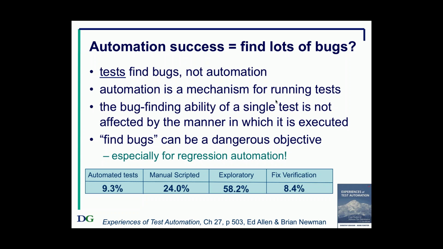That's less than 10%. So if your goal is to find lots of bugs, looking at something like this, you would tend to think, well, automated testing isn't doing very well, is it?